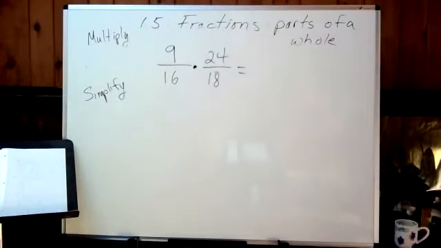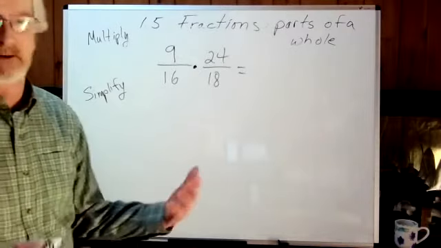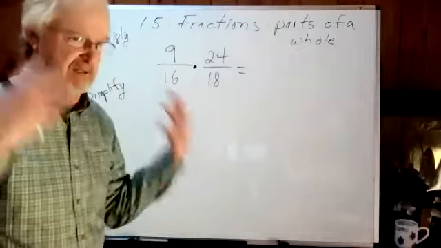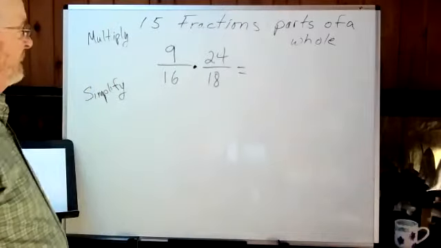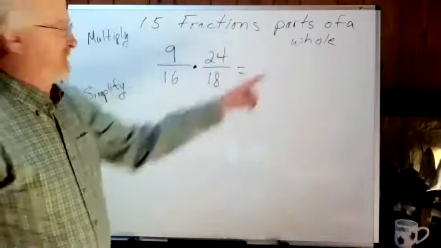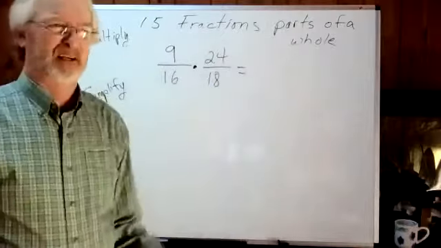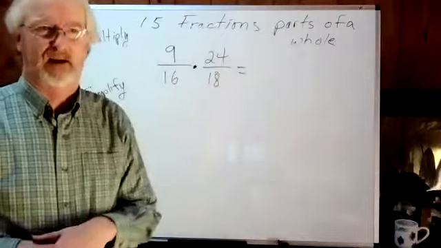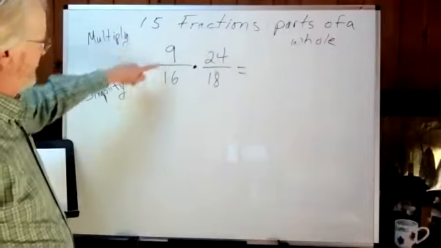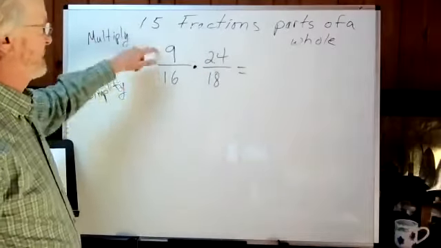All right. Now, just imagine. Of course, if you've got calculators, I know it makes it so much easier, but we're trying to get you to understand this and be able to do this in your head. 9 times 24 is going to be a big number. 16 times 18 is going to be a big number, and then I have to start over and try and simplify. Are there any common factors between top and bottom?